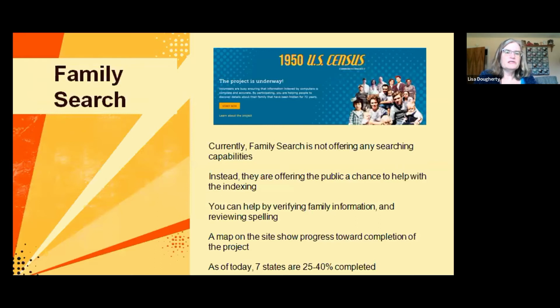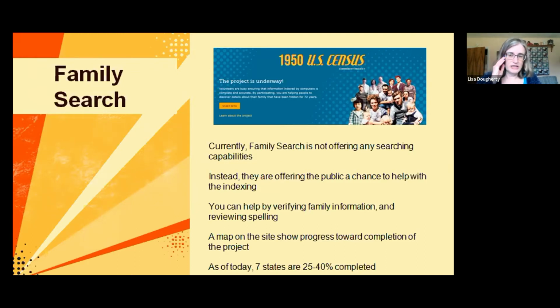So moving on to Family Search. Family Search is not currently offering really any kind of way to search, but what they are doing is they are asking for people's help to transcribe the records to make an index. You can go in there and you can be given a little small assignment of something to do. You can verify names, you can verify family information, you can review spelling. There's a few things that you can do on here to help out.